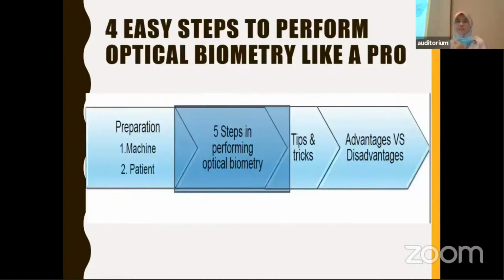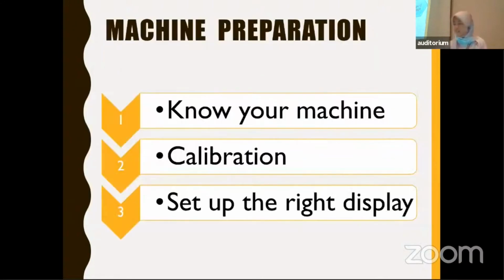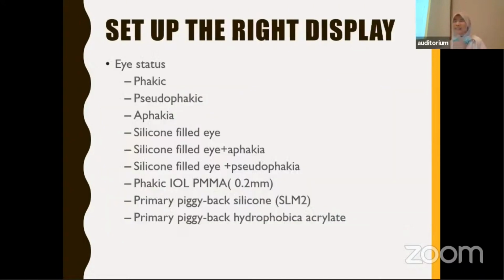There are easy steps to perform optical biometry. Same like the immersion one, you have to prepare the machine and the patient, and then do the five steps in performing optical biometry. And then we have tips and tricks, advantages and disadvantages. Maybe we can skip this slide. Machine preparation, set up the right. Actually, this is good for the practical session.